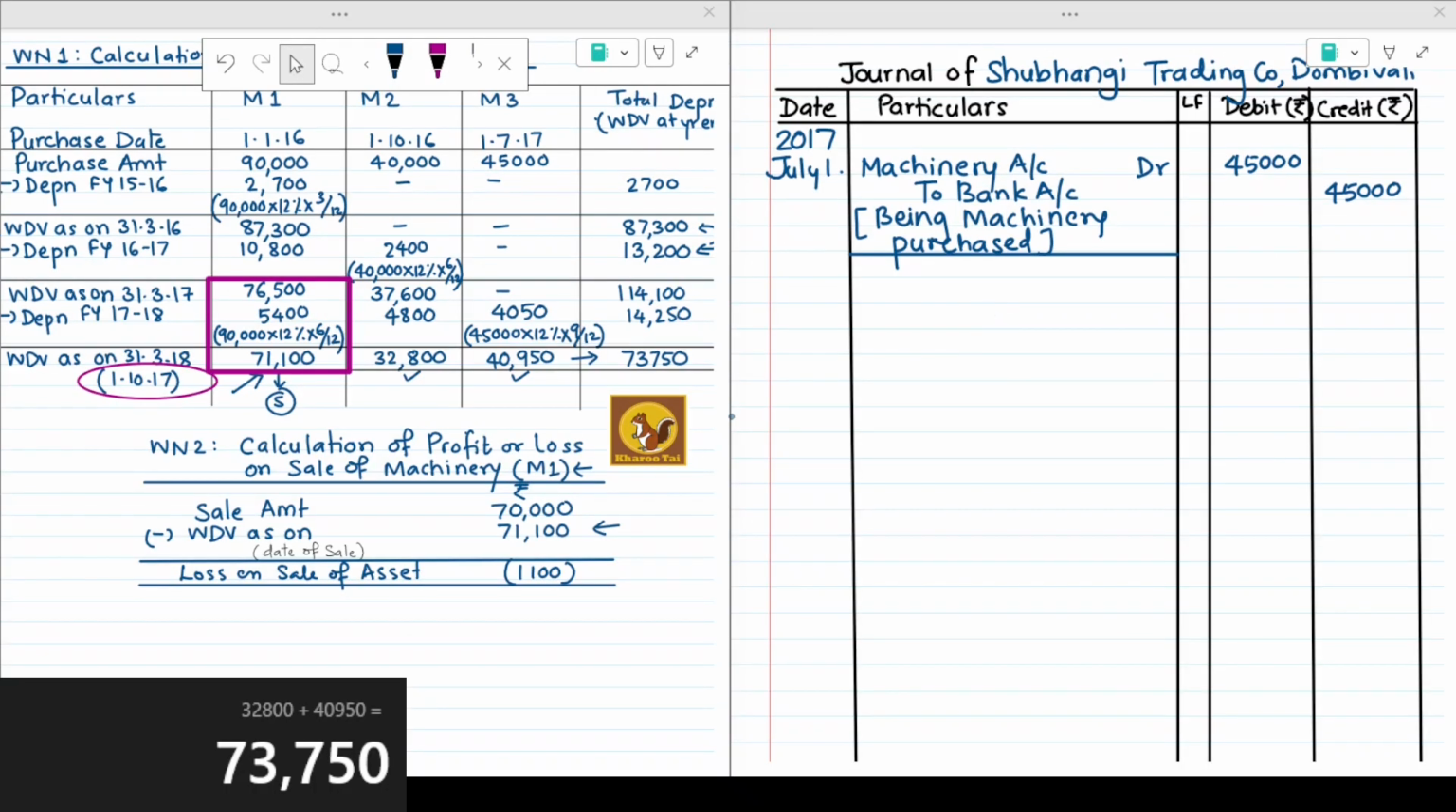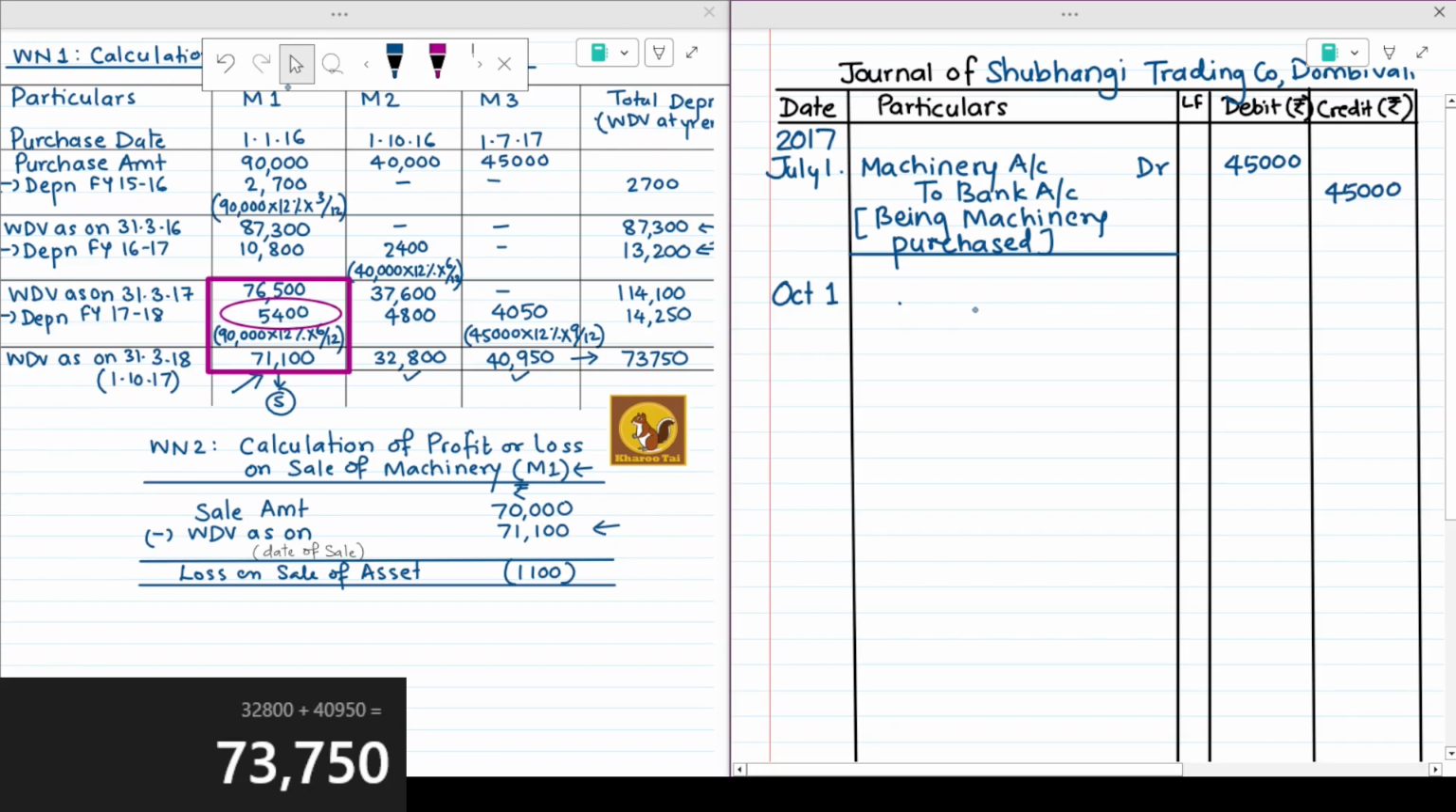On 1st October 2017 we have sold first machinery. For that we have to pass entry now on October 1st. First we'll pass depreciation entry. So October 1st, what is the depreciation amount?